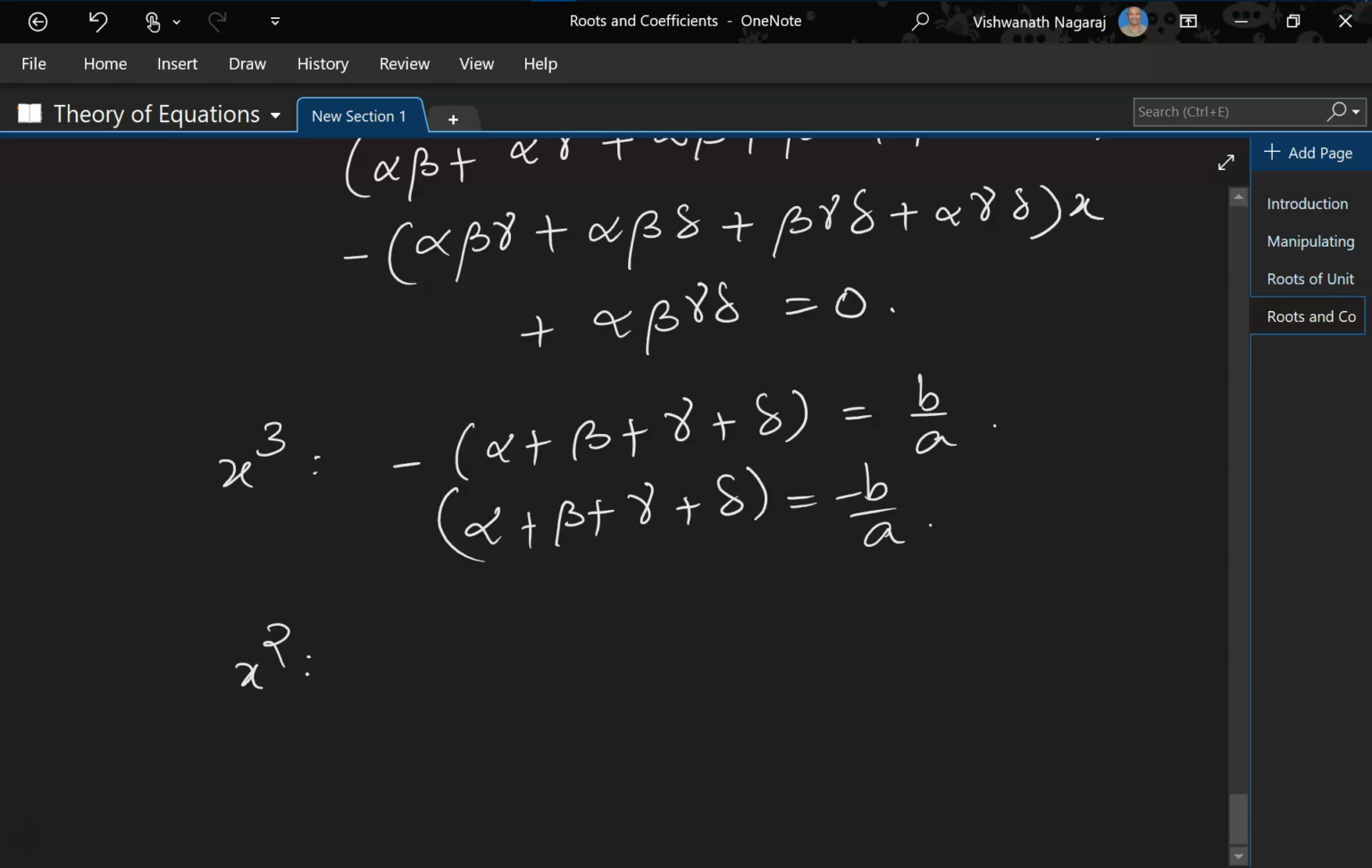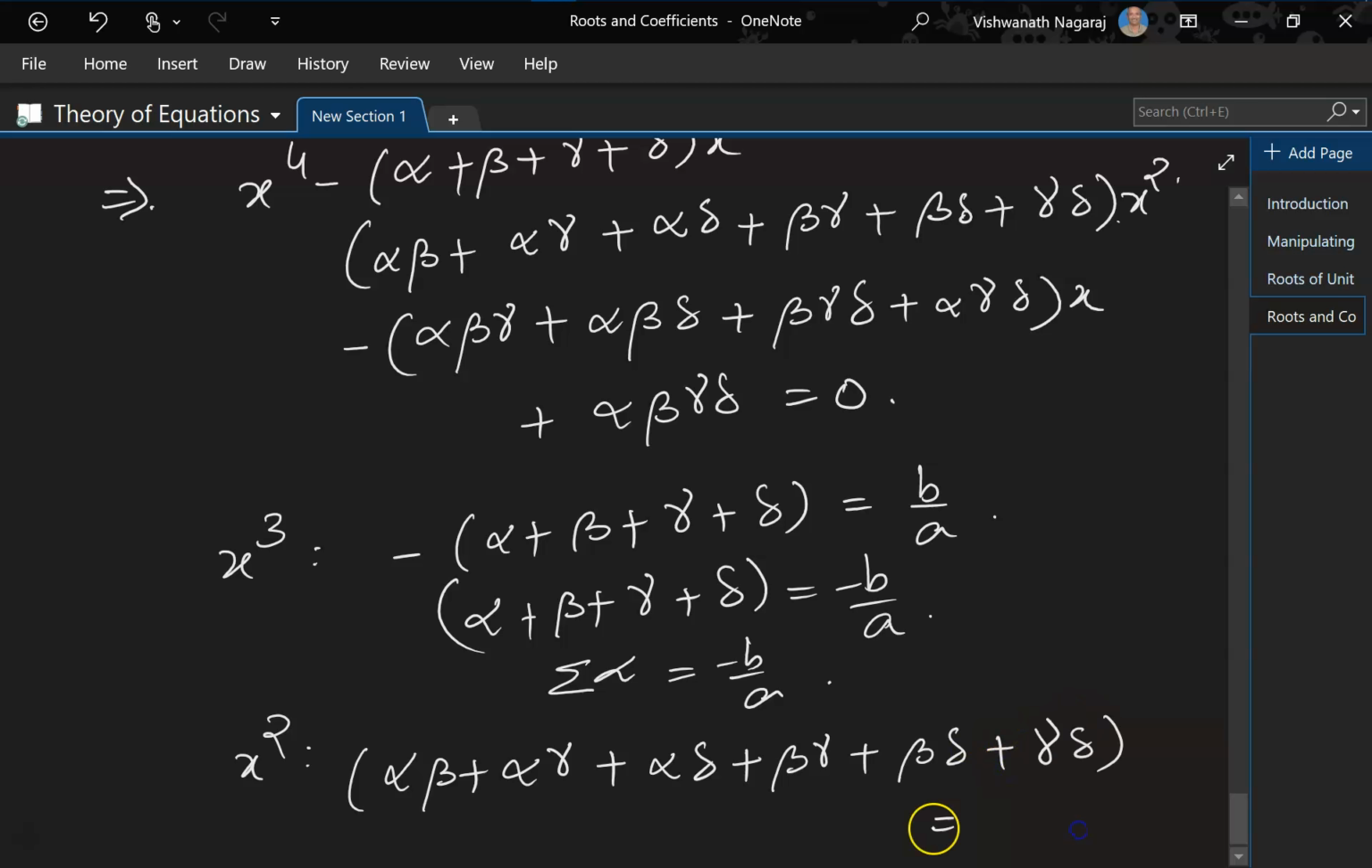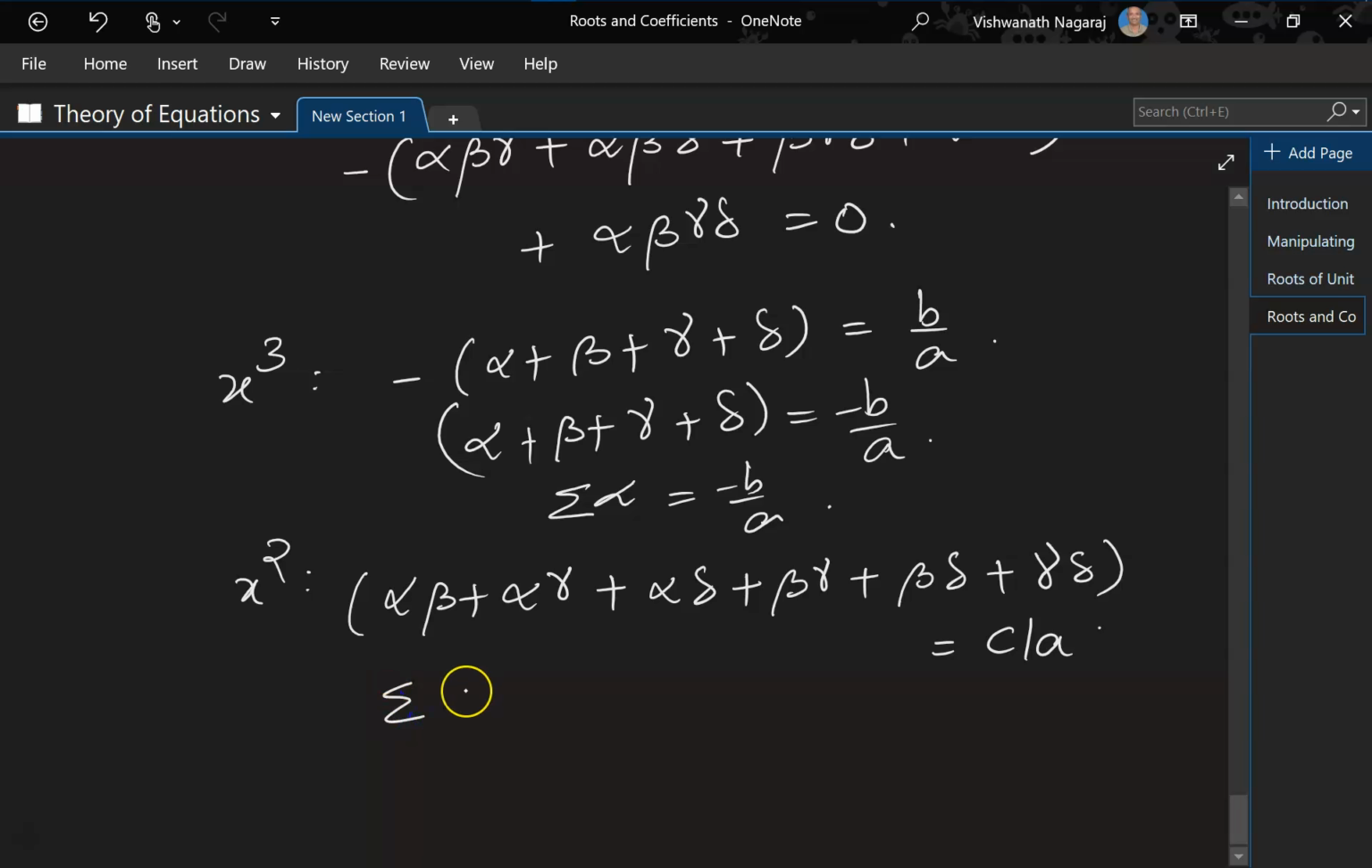In case of x square, remember that this can be written using cyclic notation. Now this is a little bit lengthy one, but let me actually write it. Alpha beta, alpha gamma and alpha delta, plus beta gamma plus beta delta plus gamma delta is equal to c by a. In short, we can write this as the sum of alpha beta is equal to c by a.